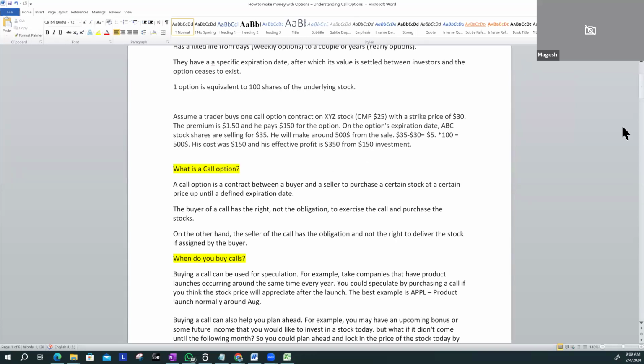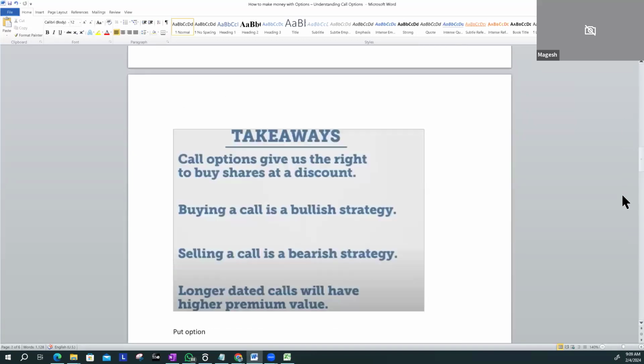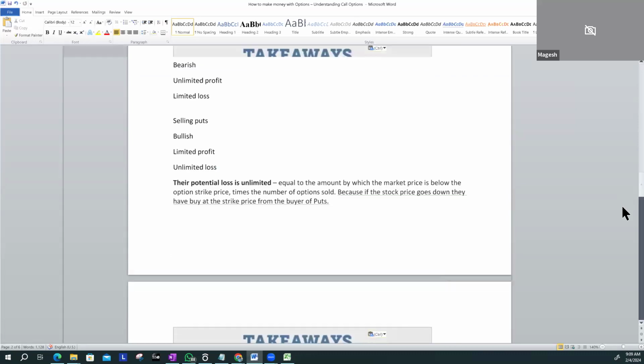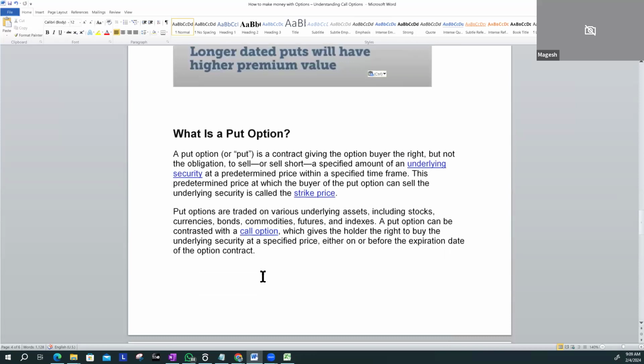So let's jump on to put options. Basically, a call option is when you are going for a bullish strategy, you buy a call. A put option is when you are going a little bearish on the market or on the stock, then you can go for a put option. That's at a high level. But technically, a call can also be used as a bearish strategy, and a put can also be used as a bullish strategy. That we will see as part of put options.